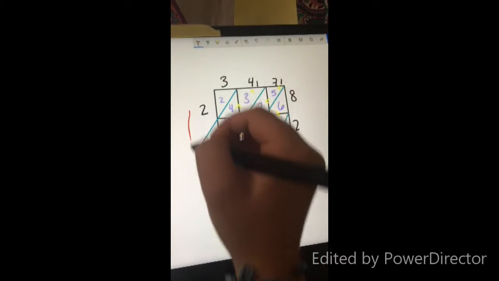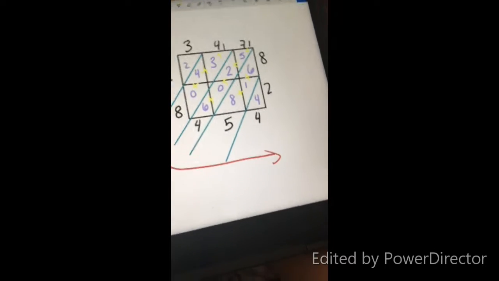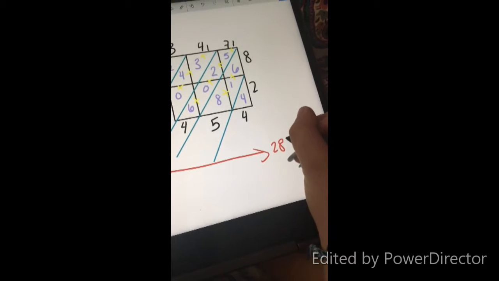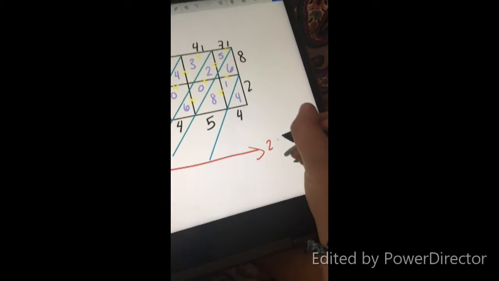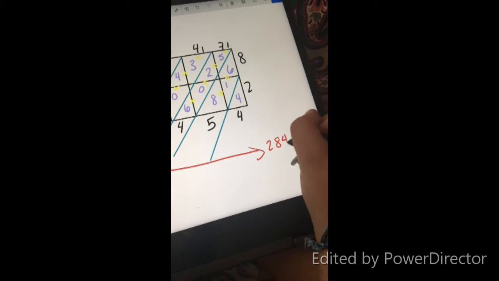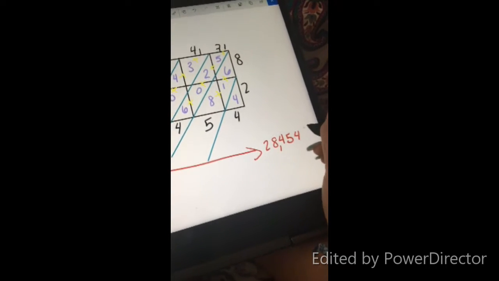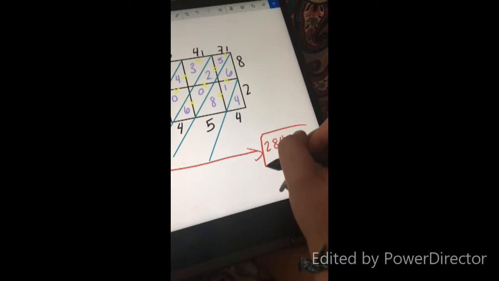After that, we're going to put all of these numbers and look at them from side to side and write them how we see them. 2, 8, 4, 5, 4. So that gives us our answer of 28,454.